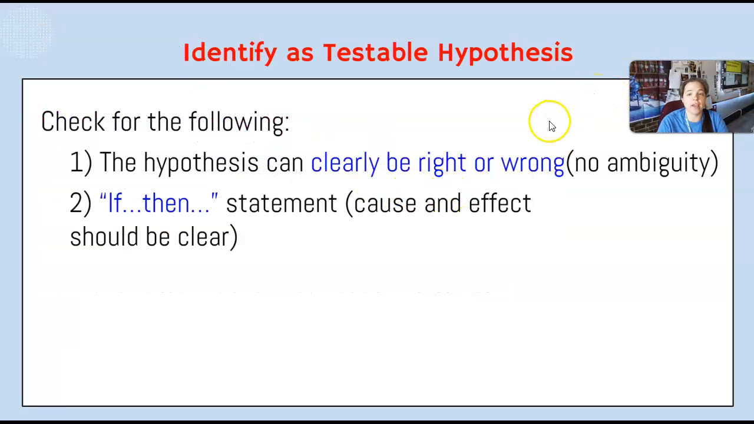Let's identify a hypothesis. The hypothesis has to be clearly right or wrong. You can't give an ambiguous answer, like, I think that maybe this one will. No, this one's going to be. You have to be direct, using an if-then statement. If you do this, then this will happen. If this was done, this will happen. It is clear. It is saying this is what I believe is going to happen.